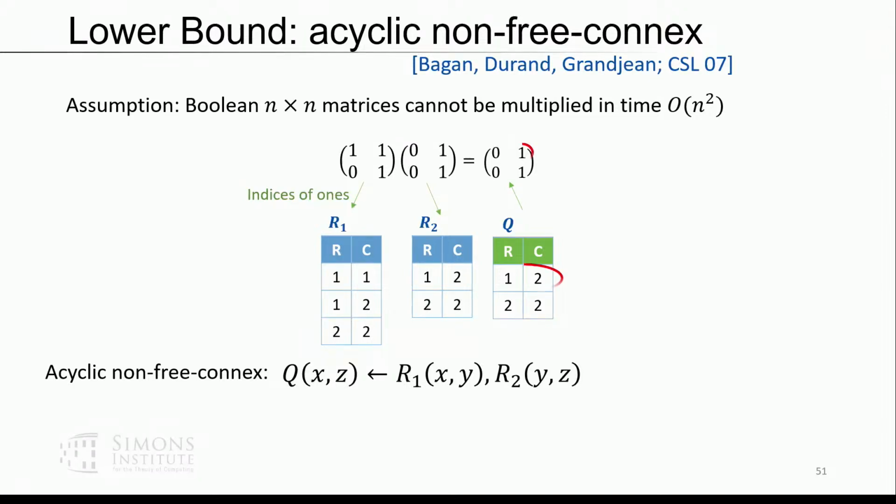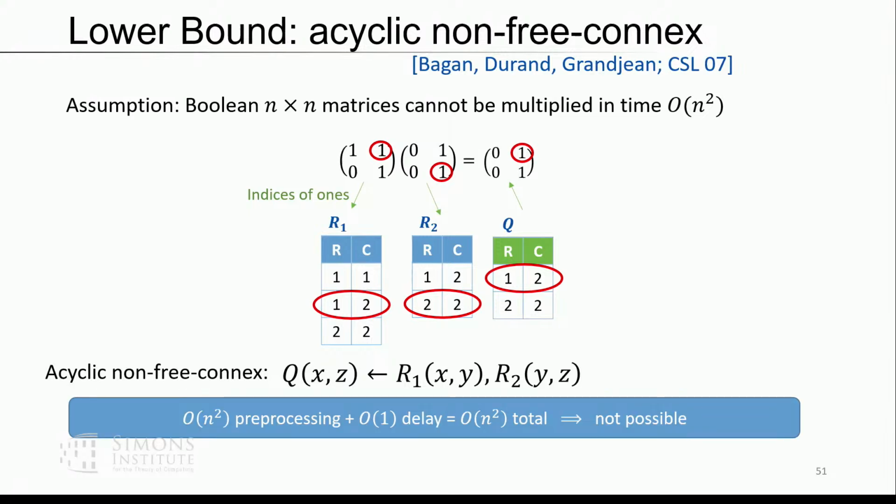You can see this, for example, because the 1 in index 1, 2 can be explained by the ones in indices 1, 2, and 2, 2. So if you can answer this query with linear preprocessing, where the size of your input is at most n squared, and constant delay, where the size of the output is at most n squared, then you solved Boolean matrix multiplication in quadratic time. Let's see if we can do that.